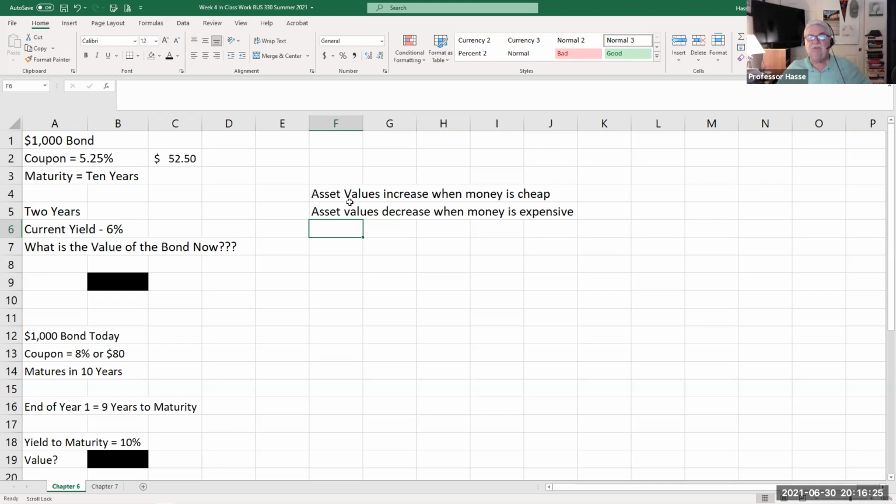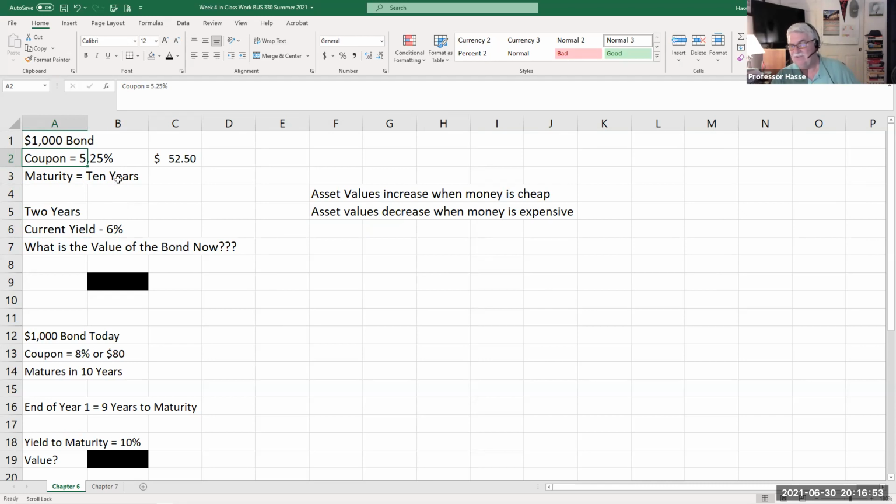Why? Because if interest rates for this bond, let's say, go up to 6%, if the current yield becomes 6%, who would want to buy a 5.25% bond? I'm going to want to buy a 6% bond now because I'm going to get more income. Why would I want to go out and buy an existing 5.25% bond? So in order to sell those bonds in the market, they have to go down in price. And that's why prices drop in high inflation for bonds.